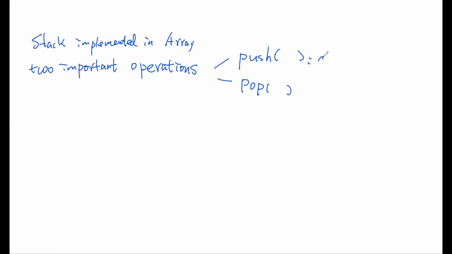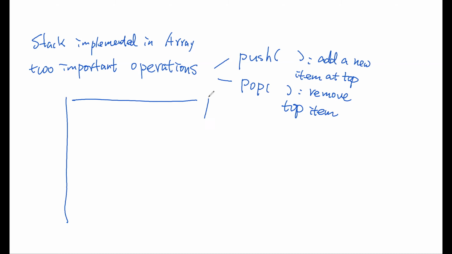So push is for what? It adds a new item. Where do we add? At the top. And the pop is what? You remove the top item. So those two important operations we use a lot in stack. And generally speaking, for stack, what do we care about? It's if we draw the UML diagram when we design the stack class.